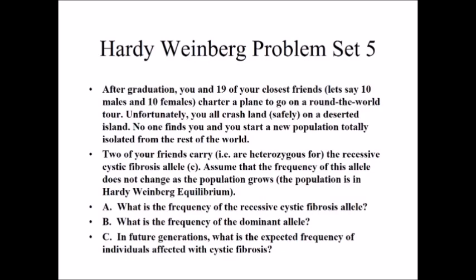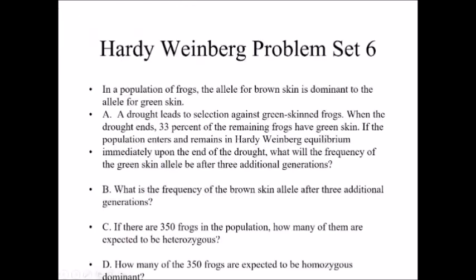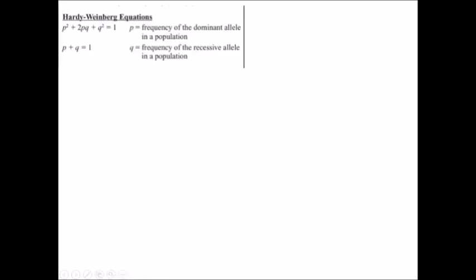So the first thing that we want to do is to try to calculate the frequency of the recessive allele. Remember, there were 20 total people crashed with you on the plane. For this particular trait, each person has 2 alleles. So we're going to say 20 people times 2 alleles per person. That gives us a total of 40 alleles in our gene pool.